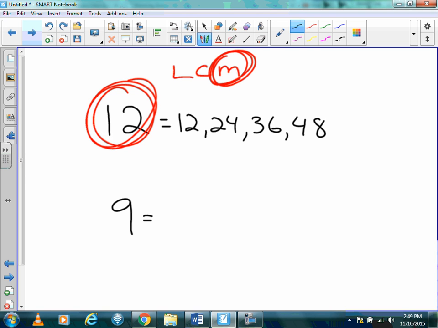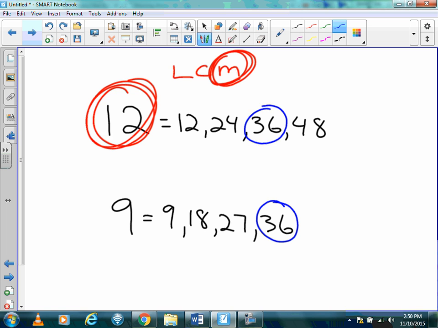The multiples of 9 are 9, 18. What's next? 27? Yep. 9 times 4 is 36. And I think we're done. Here's our winner. 36 is our least common multiple. Remember, it's going to be big. And it has to be either 12 or bigger. And we realize it is bigger.